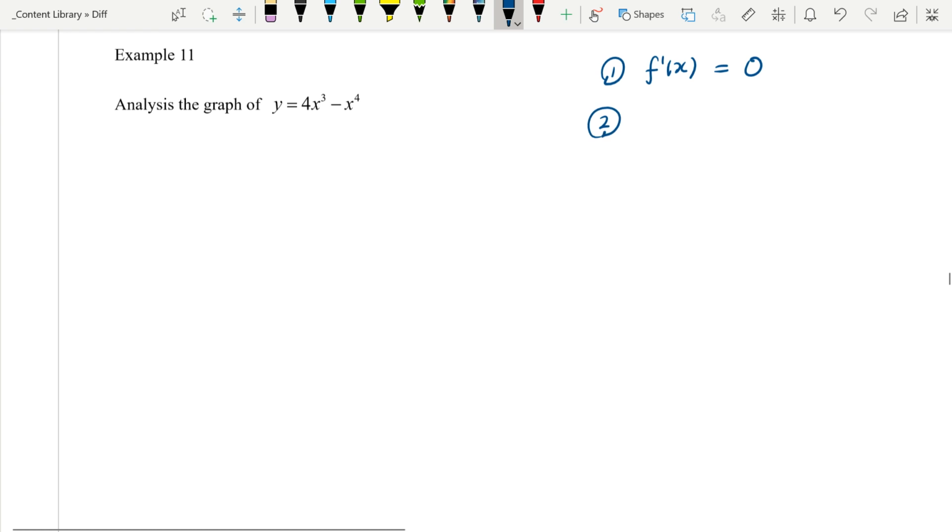Second, find the second derivative and make that equal to 0. Third, draw a second derivative table. And I'll show you what to do with those 3 steps.